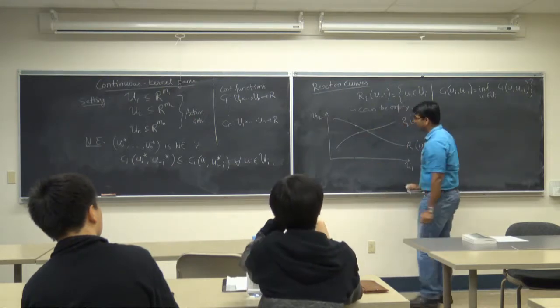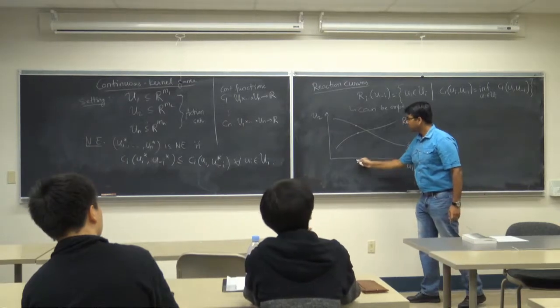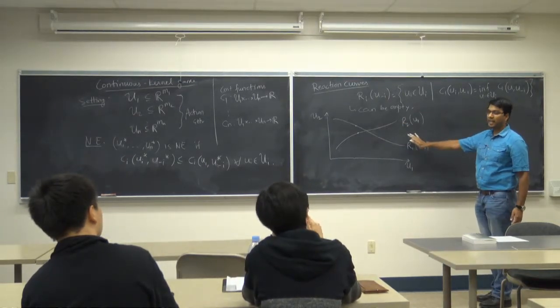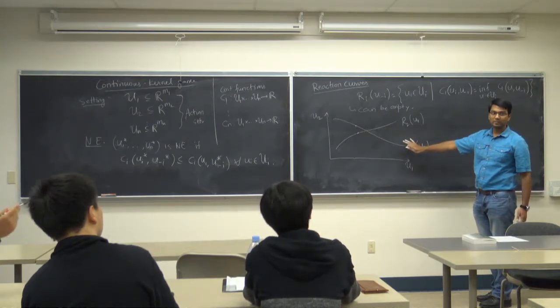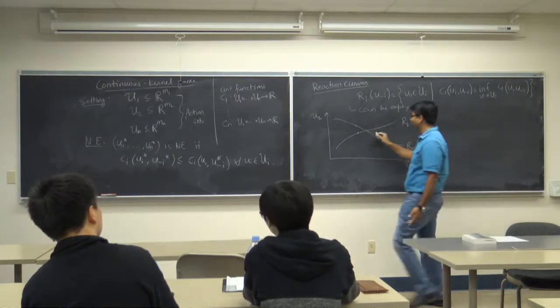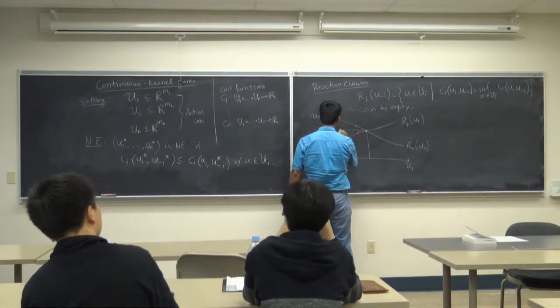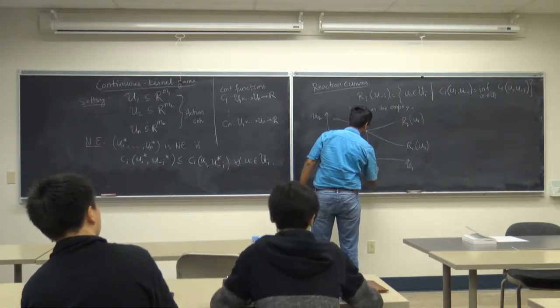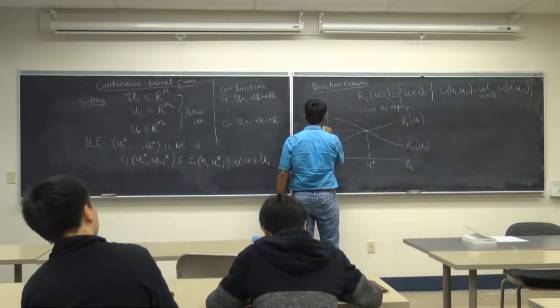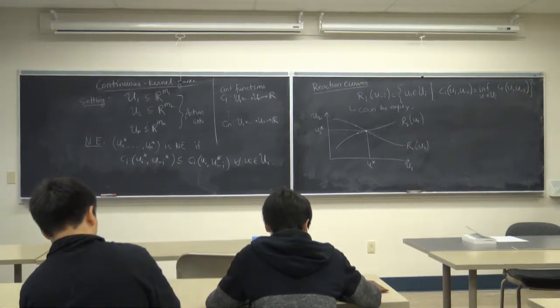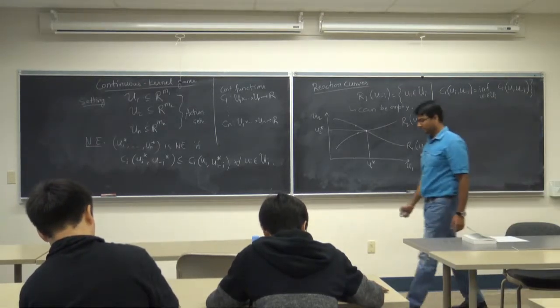Okay? So now my question is, which point in this diagram is a Nash equilibrium? Very simple answer. This is my Nash equilibrium, right? So this and this. This is my U1 star and this is my U2 star, because they are best responses of each other.